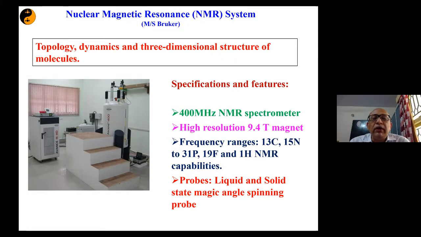We also have a nuclear magnetic resonance system, and our chemists at IGCAR, as well as some of the people who are interested, are using this system. The specifications are given here: a 400 megahertz NMR spectrometer with a high resolution 9.4 Tesla magnet. This is the kind of frequency ranges available, and one can probe liquid as well as solid state in this particular system.